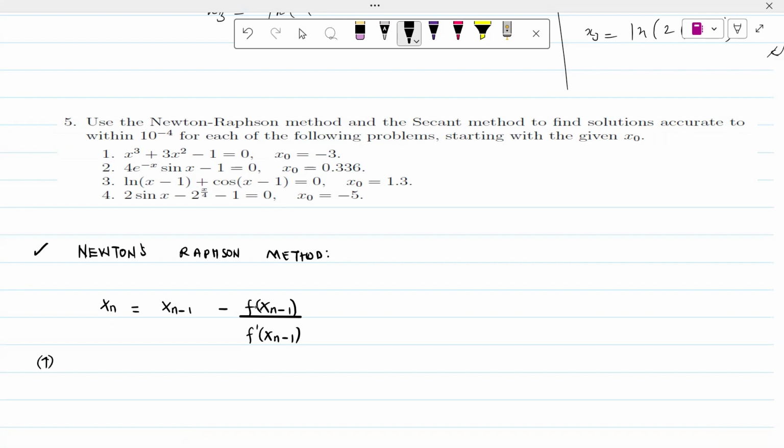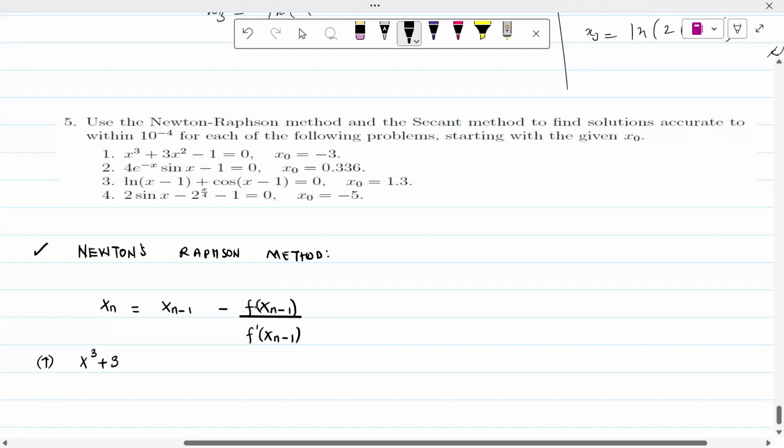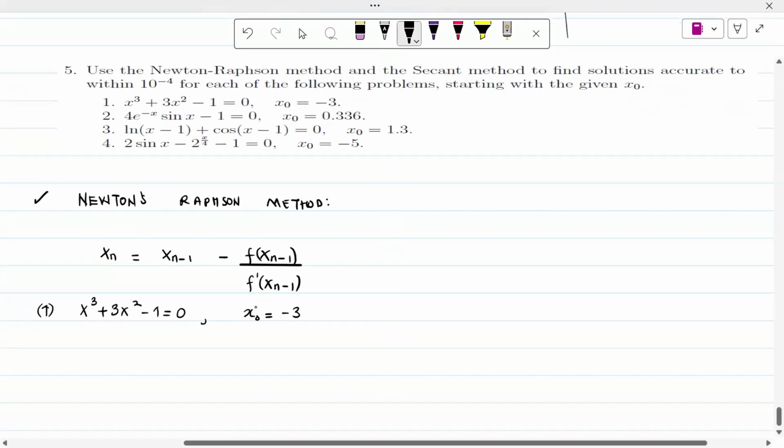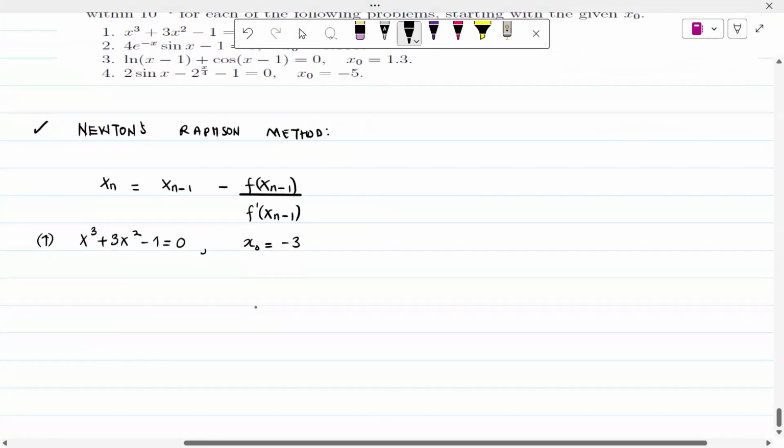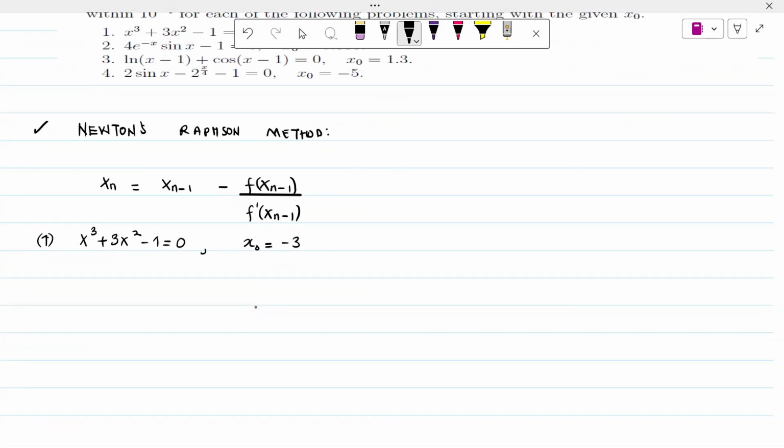So we start with question 1. We are given x cubed plus 3x squared minus 1 equal to 0, and we're given the initial condition x naught equal to negative 3. Every time you're using the Newton-Raphson method, make sure that you have a function as well as its derivative. So let's find the derivative of this function first.